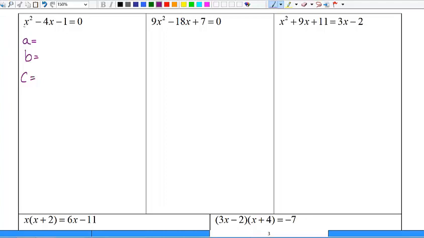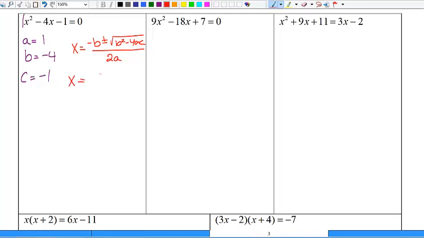So a is equal to the number in front of x squared, which is 1. b is equal to the number in front of the x, which is negative 4, and c is equal to the constant term, which is just negative 1. Step 3 says substitute the values into the quadratic formula. Now, in order to memorize the quadratic formula, one method would be to write it out every single time that you do a problem, and if you write it out every time, then hopefully by the end of your lesson, you'll have it memorized.